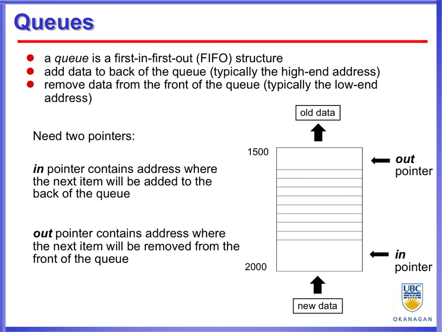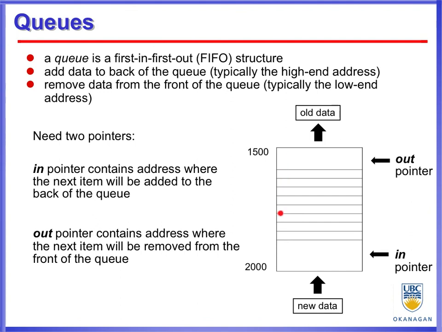When you walk into the bank, where do you go? You go to the back of the line, right? And to get out of the queue, you get out at the front of the line. You work your way up and you get out at the front. That's exactly what we have here. So typically, the back of the queue, again, is a high address. It doesn't have to be, but that's typically how it works.